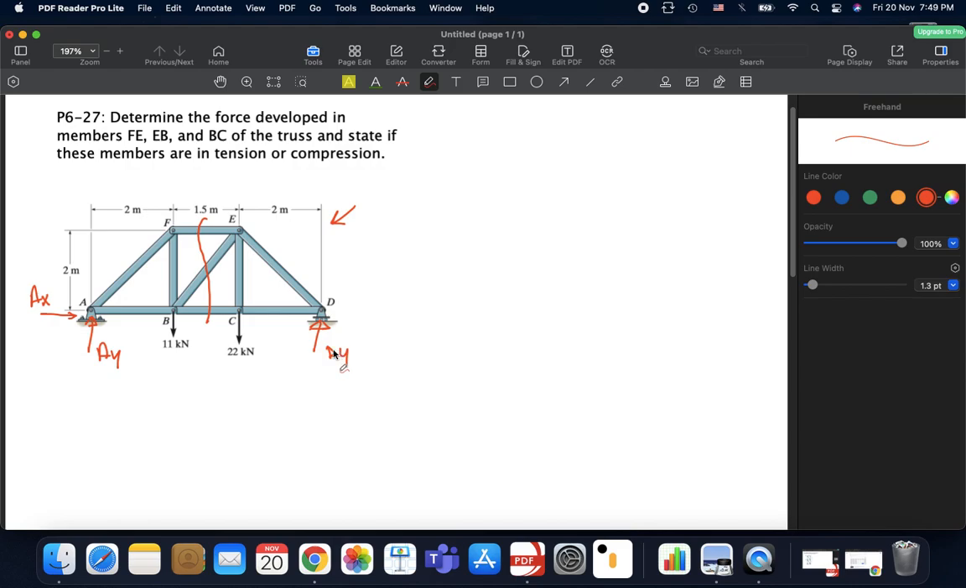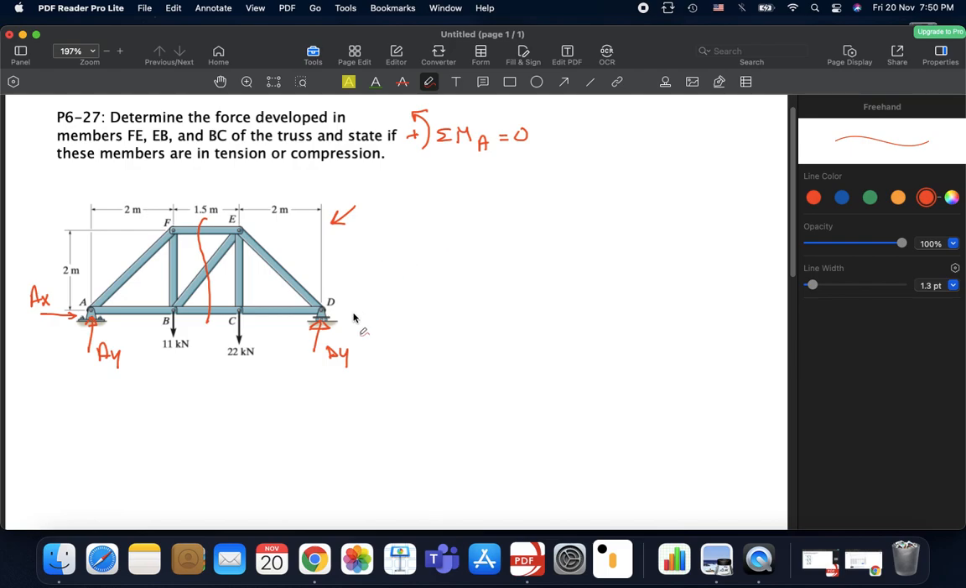Now, to find Dy, definitely we cannot use summation of forces in the y or x. We need to find moment. So I would say we find summation, well, just make counterclockwise positive. Summation of moment about point D equals 0. No, probably not. I'm sorry. So I would take moment about A equals 0. That's what I was saying actually. Sorry, I made a mistake.